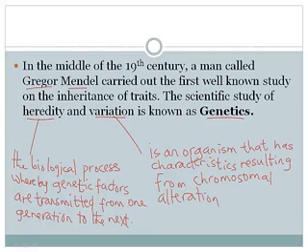Basically, what we are talking about here, heredity, is the biological process whereby genetic factors are inherited or transmitted from one generation to the next. I'm sure you're familiar with the word heredity, or you can even use the word inherit to replace heredity. And variation is an organism that has characteristics resulting from chromosomal alteration. There are some chromosomes found in our body that are transmitted from one generation to another.